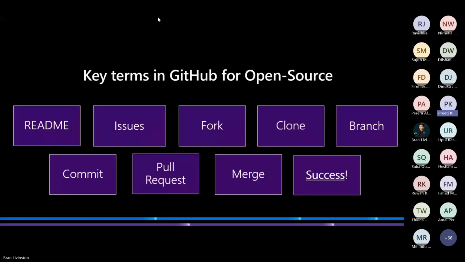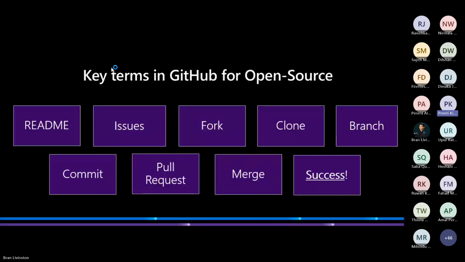So I can submit the pull request, but only after it gets merged will that issue be resolved or that feature be added to the main project. And finally, yippee, success. So these are the key terms in GitHub which are very important for open source. There are many other terms and things which you can dive deeper into, but till now, these are the basic terms. So now, more on open source contributions.